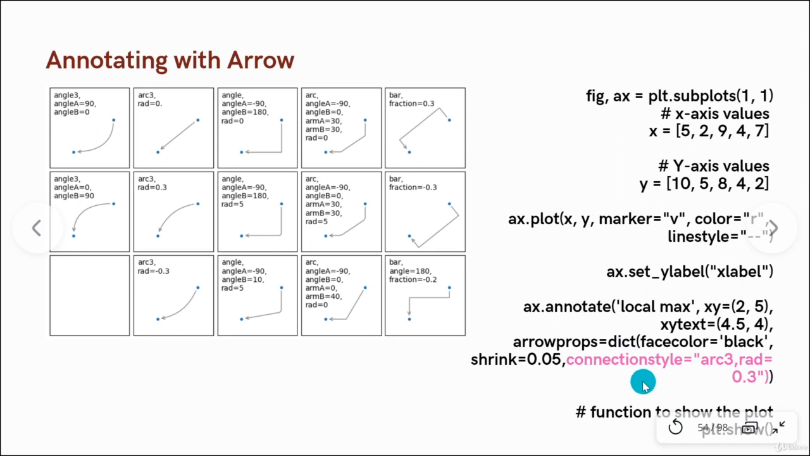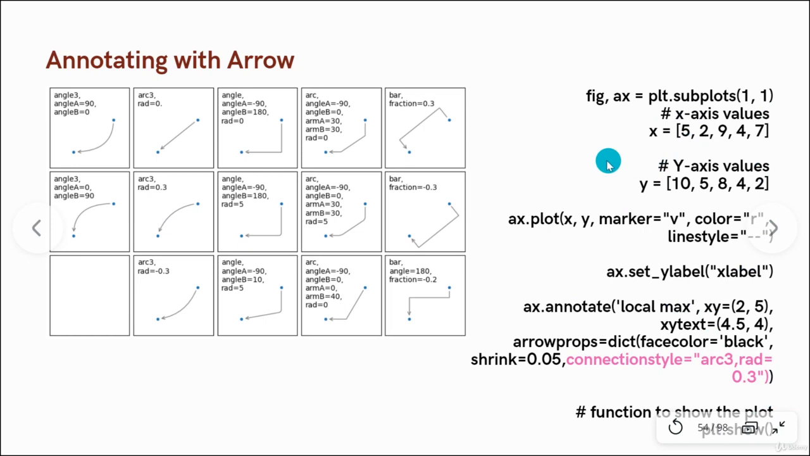So this is the argument you need to give if you want, instead of a straight arrow, to introduce some different type of shape or different type of arrow style. So connection style is the argument that you need to give, and then you have to mention these arguments depending on what type of arrow you want. So I want this type of arrow. So I mentioned arc3 radian equal to 0.3. So my connection style is equal to arc3 radian equal to 0.3.